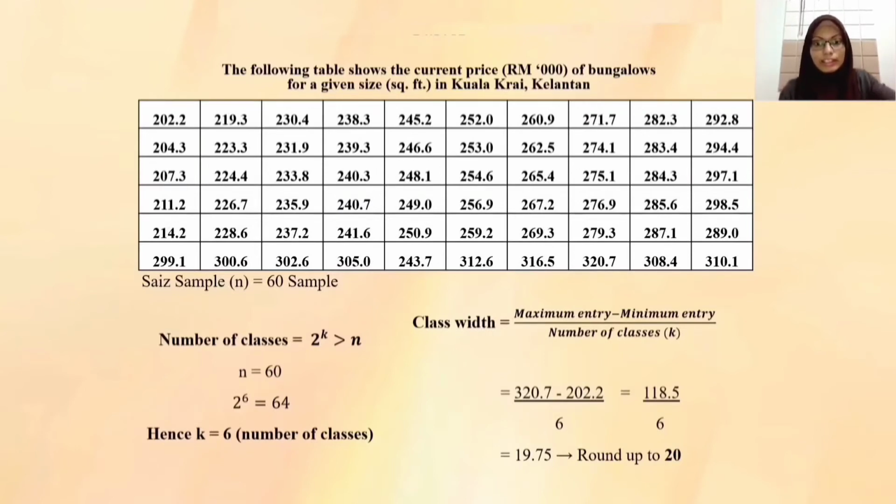Then we need to find the class width. The formula to find class width is maximum entry minus minimum entry divided by the number of classes. The maximum number is 320.7, the minimum entry of the data is 202.2, and divided by 6. So the answer we get is 19.75, and we round up to 20.